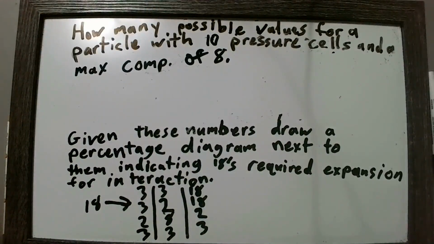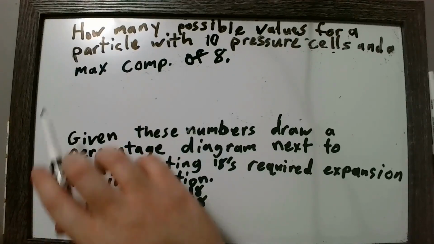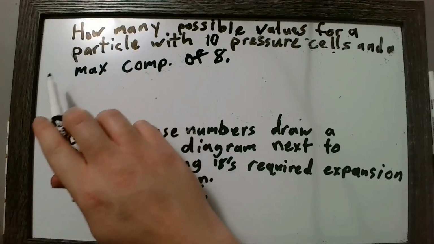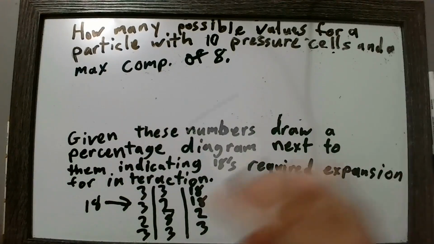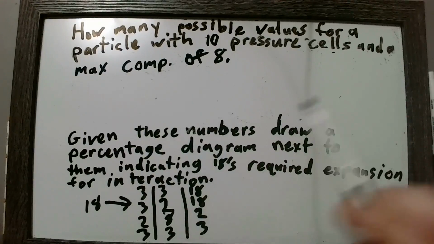Okay, in this section, I thought we would go over a couple of questions and some definitions in order to better understand the information that has been given so far. Now, the first question is going to ask how many possible values for a particle with 10 pressure cells and a max compression of 8.